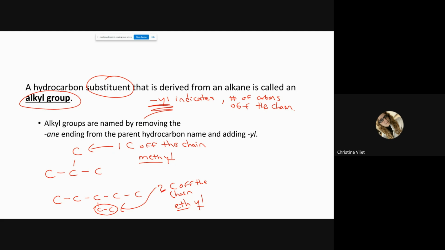So that's what it says here. Alkyl groups are named by taking away the ane ending of the normal name, like methane, ethane, and changing it to il. And that's what tells us that it's off the chain, that it's not part of the main carbon chain.